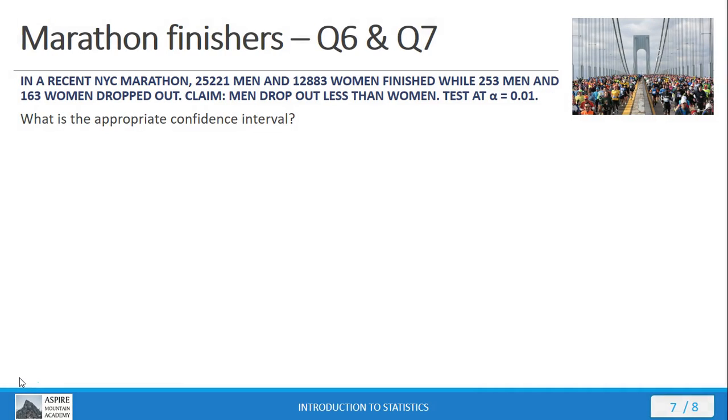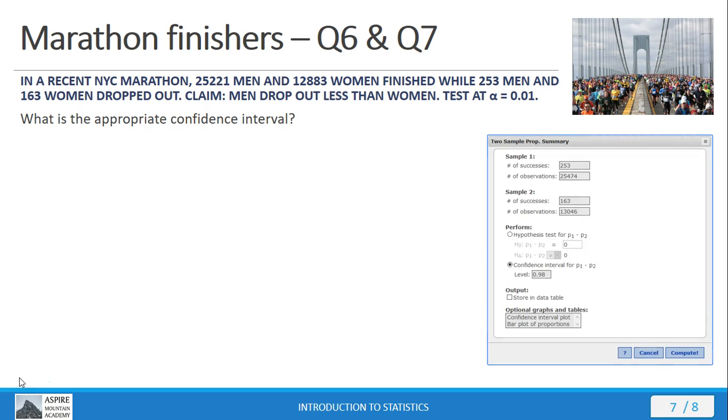What is the appropriate confidence interval? Typically you're not going to be given a specific confidence level. If you are given one, by all means use it, but typically you're going to be asked for the appropriate confidence interval, which has the appropriate confidence level. What they're doing here is testing your knowledge that the appropriate confidence level when you have two samples or two populations is going to be 1 minus 2 alpha.